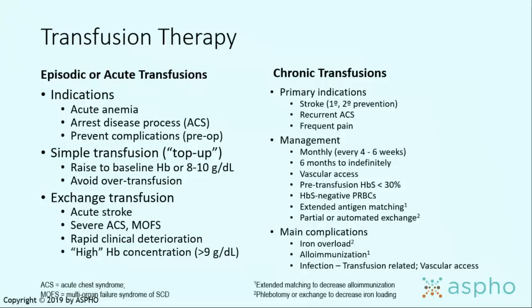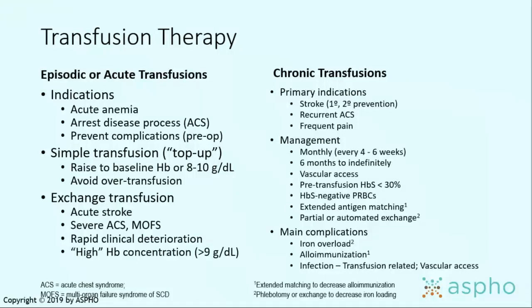And then there's patients who may be on chronic transfusions, and so a very different process. Primarily, this is for strokes, recurrent acute chest syndrome, and frequent pain. These are often monthly transfusions. They require some type of vascular access. Your goal is to transfuse them so their hemoglobin S is less than 30%. You have to do some extended matching due to the risk of alloimmunization, and sometimes you may do partial or automated exchanges.